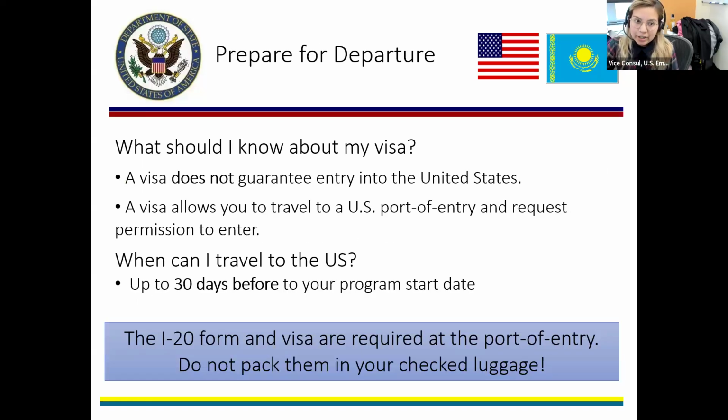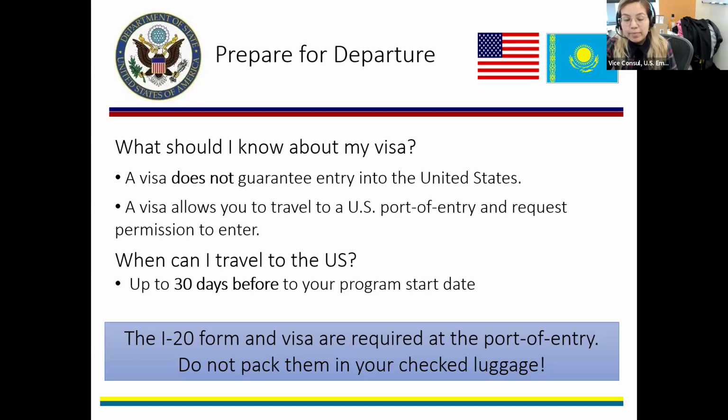So now, preparing for departure. These are some things that you should know about your visa. The visa will not guarantee you entry into the United States. It will allow you to travel to the United States and request entry at one of the ports of entry. And so this means that you do still need to go through immigration and clear customs when you're entering the US. The visa just allows you to be able to do that.